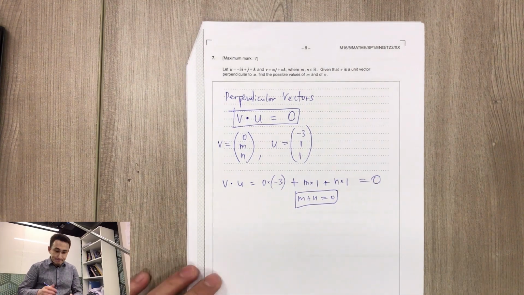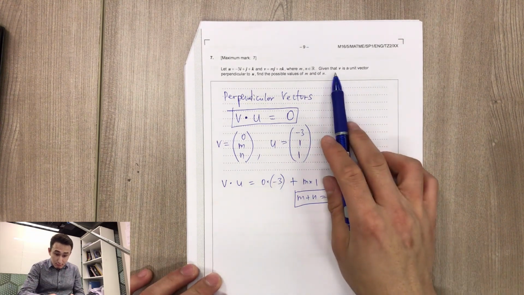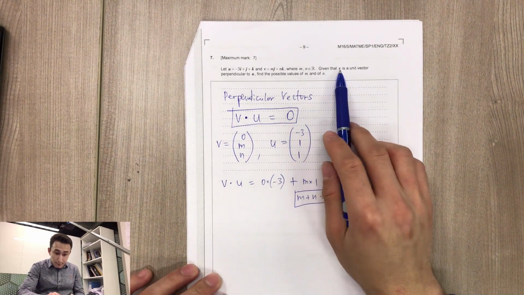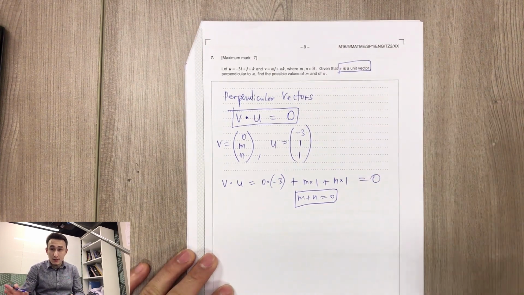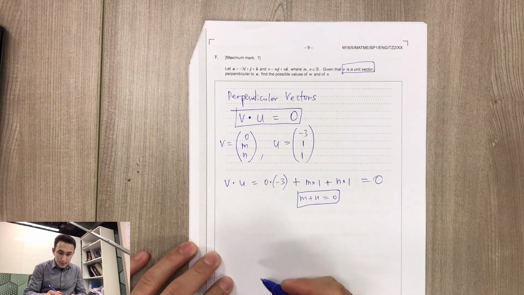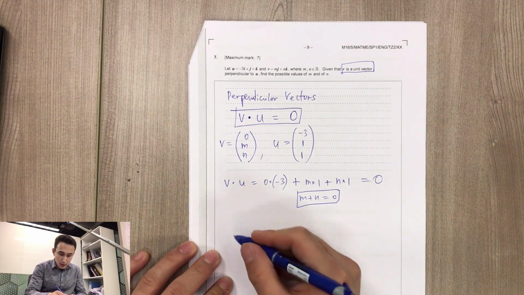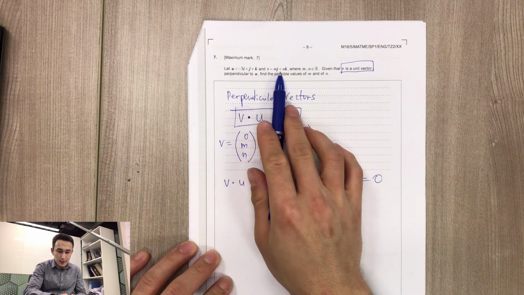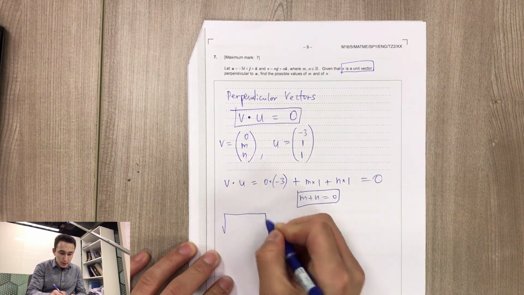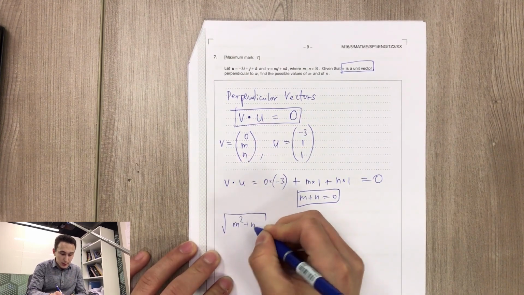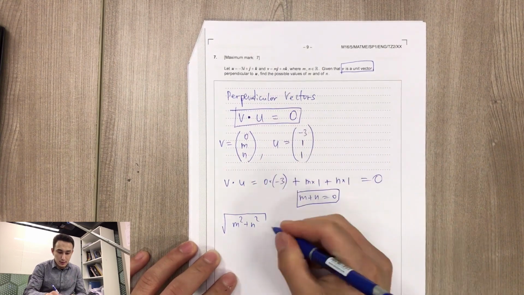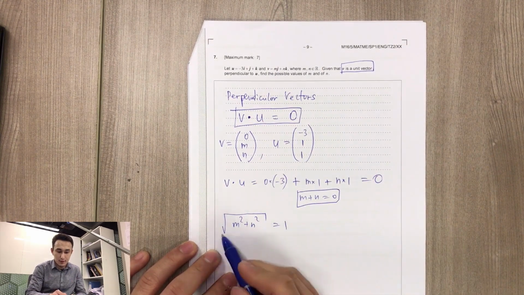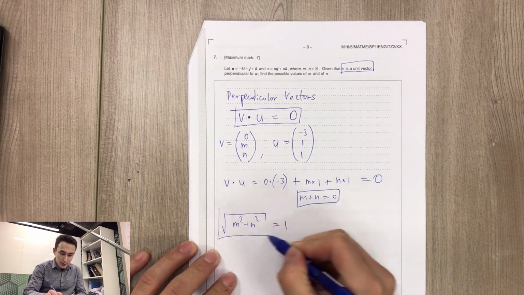Okay, so next thing we know is that v here is a unit vector. That means that the magnitude of v is 1. To find the magnitude of v, we just do the following. It's the square root of m squared plus n squared. Just square the j component and k component. This is equal to 1. Okay, magnitude is equal to 1. So this is the second equation that we got.